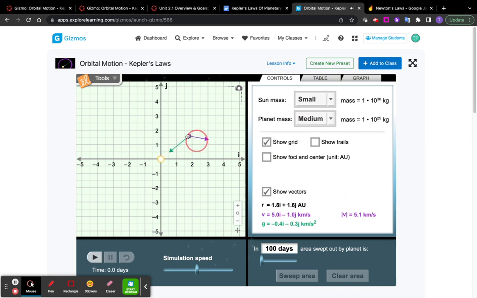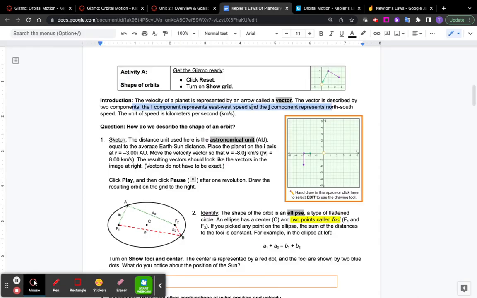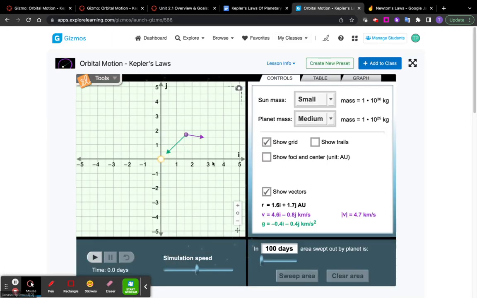And if we know where the planet is and we know its vectors, then when we change them, we can see how that affects the orbit. That's just a little bit of background here. So let's do it. It says, how do we describe the shape of an orbit? The distance unit used here is astronomical units, AU. It tells us to place the planet on the I-axis at r equals negative 3i. So here's the I-axis, so we're going to put it on negative 3i. And we can actually see that here, r. The planet is on negative 3i, 3 astronomical units from the sun. And it's negative 3 because that's going towards the west. Just a way for us to measure this.